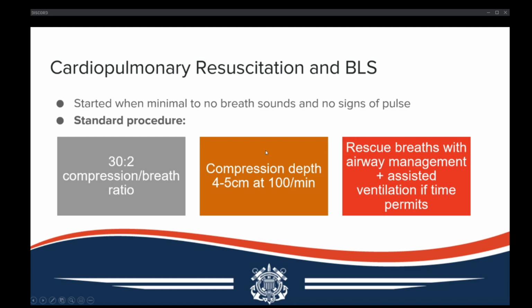Okay, so cardiopulmonary resuscitation, or as it's more commonly known, CPR, and BLS, or basic life support. You start CPR when there is minimal to no breath sounds and there is no sign of a pulse. The usual ratio between compressions and breaths, this changes all the time in the medical world, but I've kept with a 30-to-2 compression to breath ratio, 4 to 5 centimeters deep at around 100 per minute. I'm sure you've all heard the song Staying Alive.